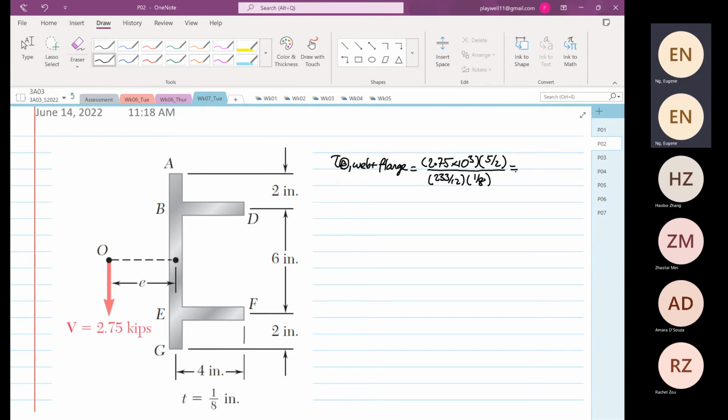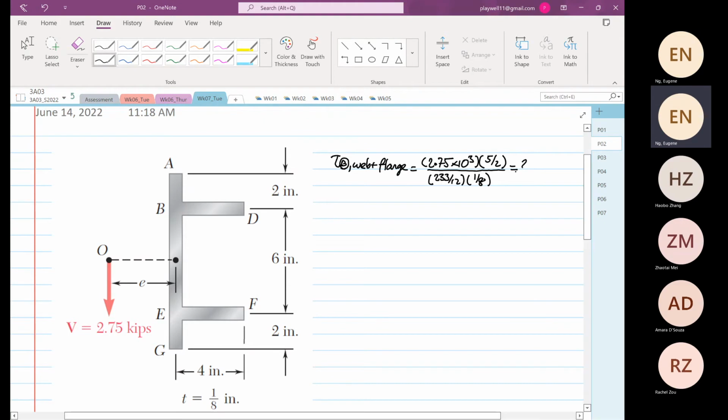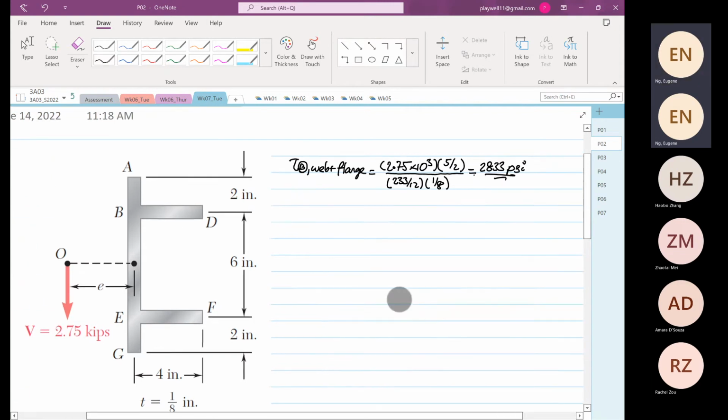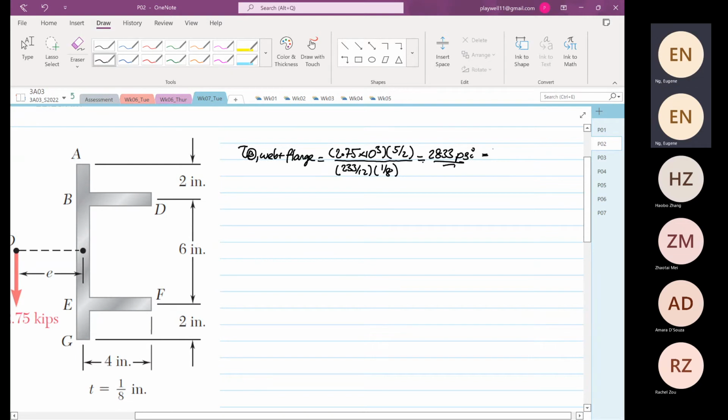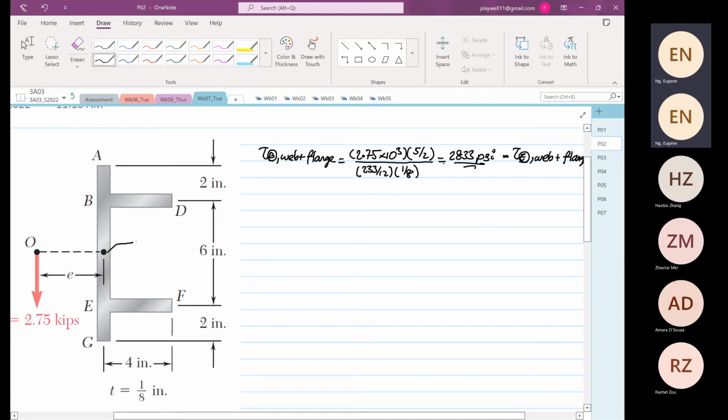So it's equal to 2.833, or 2833 psi. Okay, so this is also equal to the shear stress at point E, web plus flange. We were not asked to find this, but we are going to determine our tau max. Because the thickness is the same, the first moment of area is the biggest at tau max, which I'm going to call point C. So we are going to determine the maximum shear stress at point C, which is our tau max.